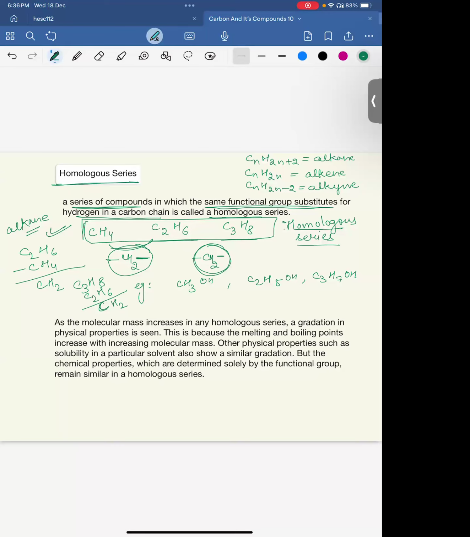Yes, ma'am. It is a homologous series. Why? Because CH2 is added in every compound. The same functional group is getting added to move on to the next member. So this series is also an example of a homologous series. If you are asked what a homologous series is and to explain it with the help of examples, you can give an example and use this definition also.